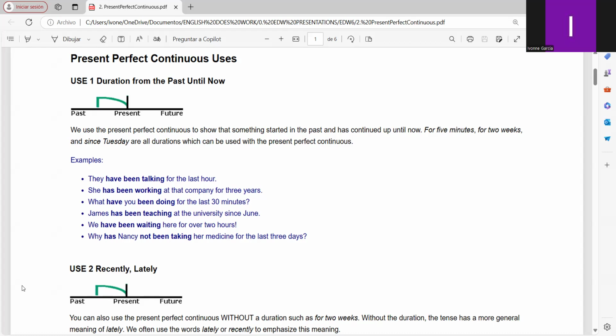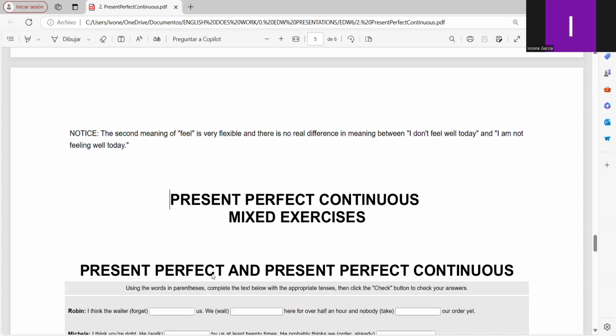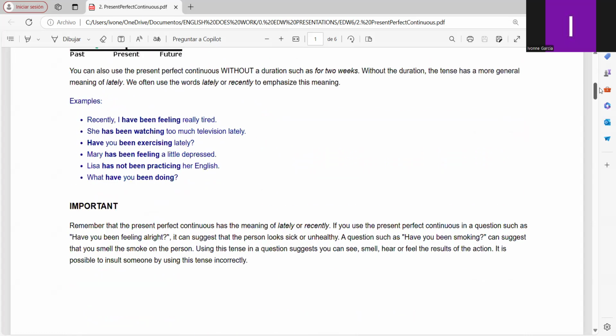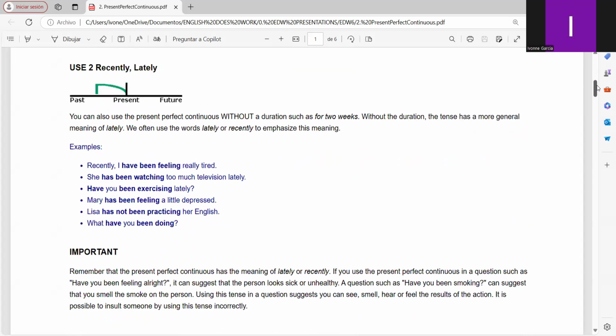We also use it to talk about activities we have been doing recently or lately. You can also use the present perfect continuous without a duration, such as for 2 weeks. Without the duration, the tense has a more general meaning of lately. We often use the words lately or recently to emphasize this meaning.